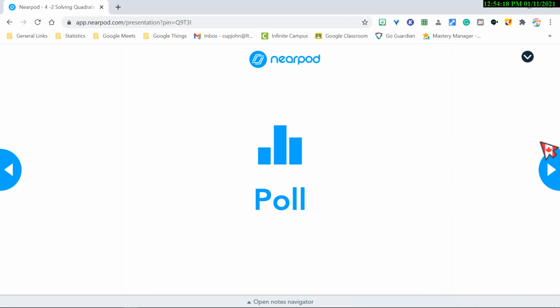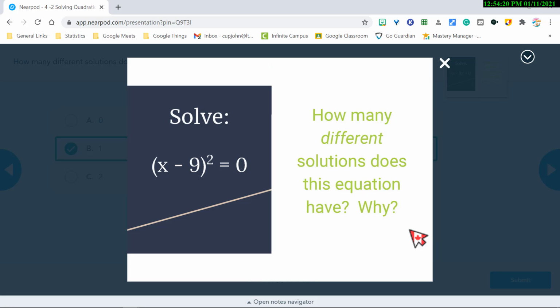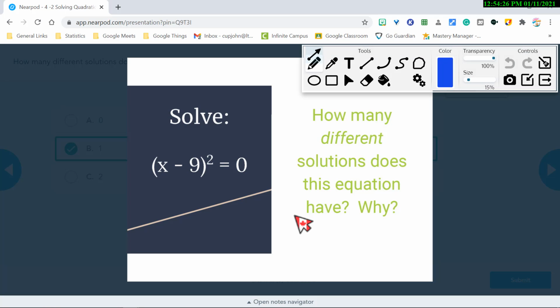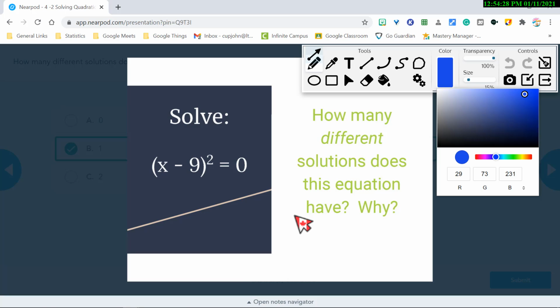Poll. How many different solutions does this equation have, and why? Well, if we take a look at this, x minus 9 squared. We do not distribute the 2 or the squared to x and 9. If you do, I will be upset.